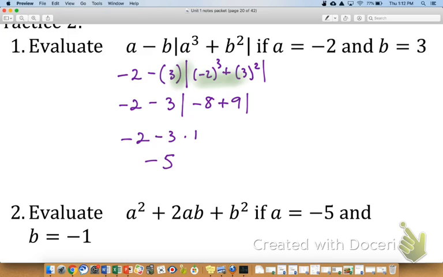Wait, do the absolute value symbols count like parentheses? It's a grouping symbol. Yep, you'll do all the work inside first. Does it count as all grouping symbols? Yeah: brackets, parentheses, absolute values, square roots, like on that other one we did.